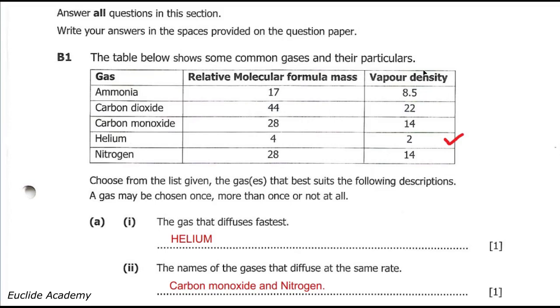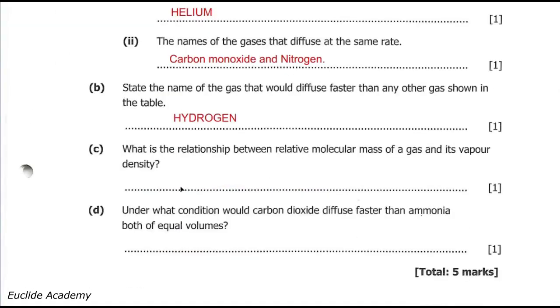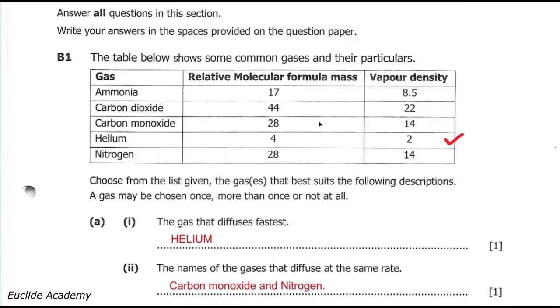So there is a relationship whereby the vapor density is equal to half of the relative molecular formula mass, or the formula mass is equal to twice the vapor density. So this will be the relationship. The vapor density is equal to molecular weight divided by 2, or molecular mass is equal to 2 times the vapor density, as we can see from this table here.